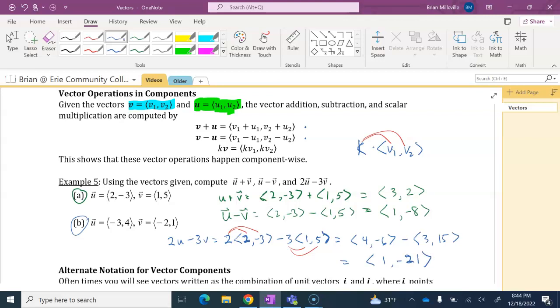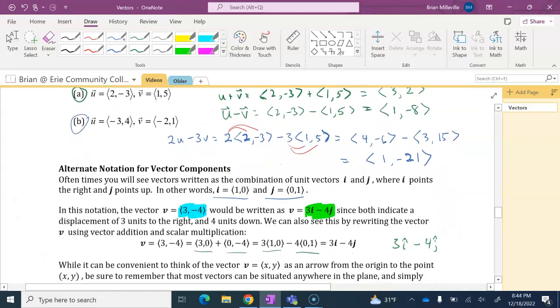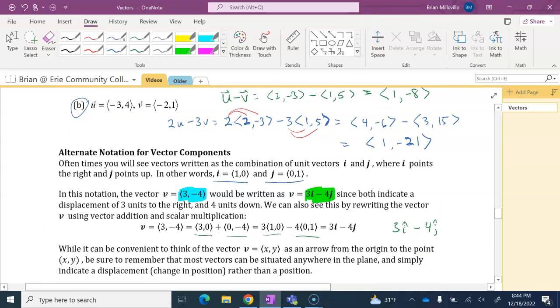All right, so vectors given in components are very nice to work with in terms of some of these basic operations of addition, subtraction, scalar multiplication, or combinations of those operations. Okay, there's some other notation we might encounter in working with vectors, and that's the i-j notation. We refer to i and j as the standard basis vectors. They are the vectors 1, 0 and 0, 1.